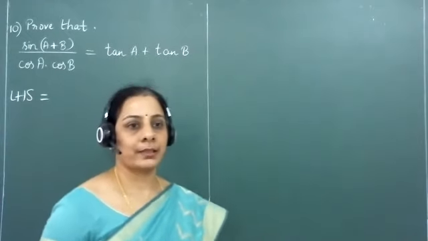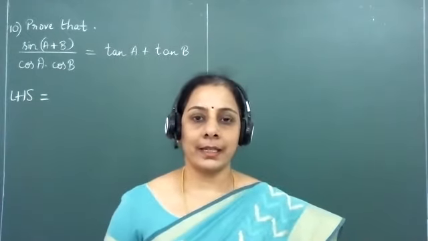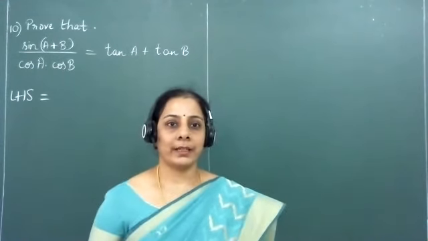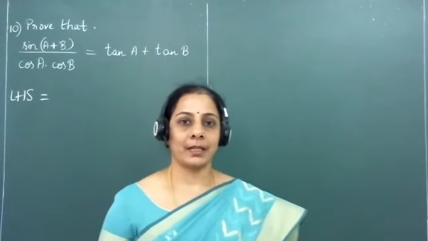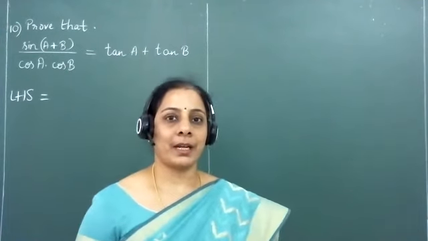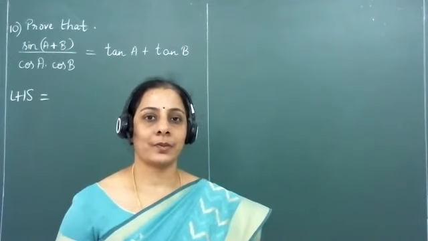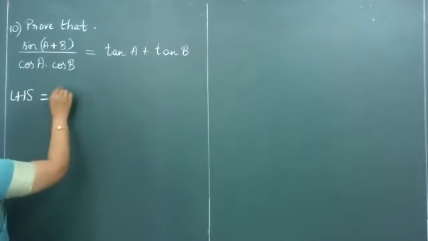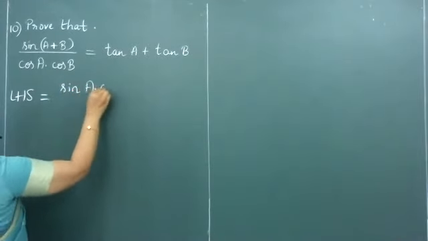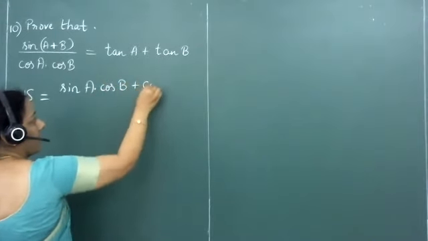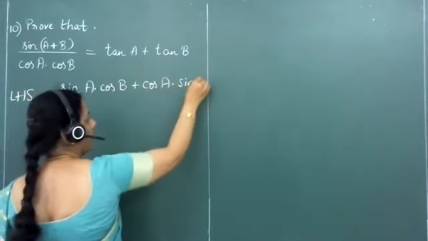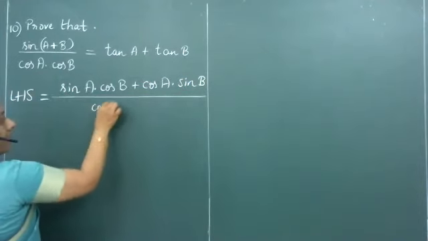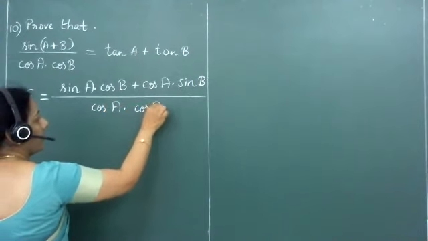To prove this, we will consider the LHS of the identity to be proved, where in the numerator we have sin(a + b), and the same shall be written down using the compound angle formula. Sin(a + b) comes as sin a into cos b plus cos a into sin b, retaining the denominator as it is, cos a multiplied with cos b.